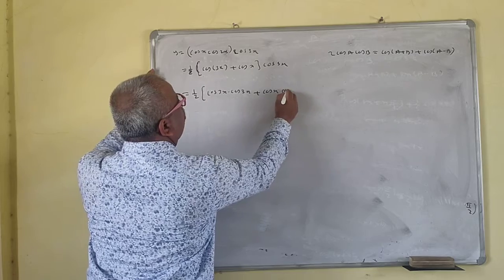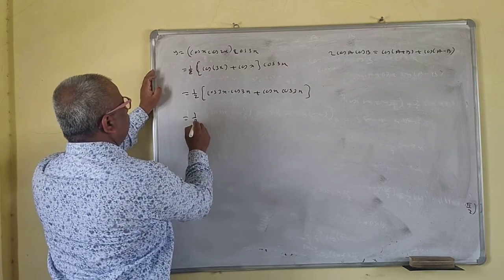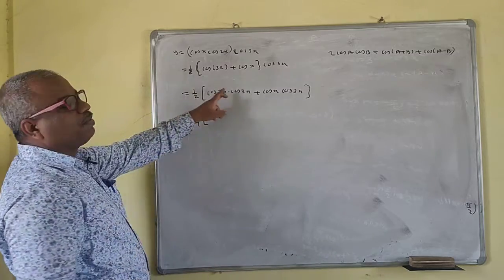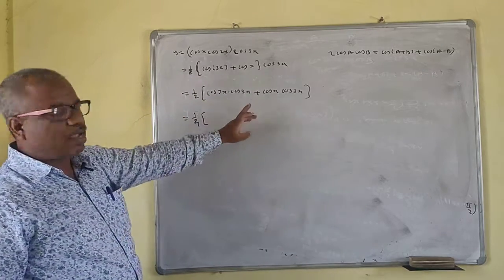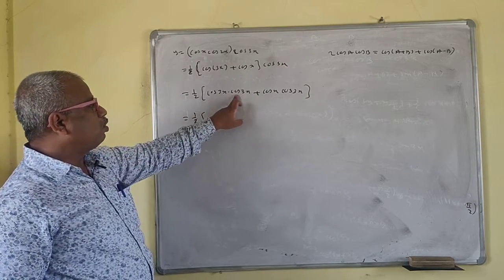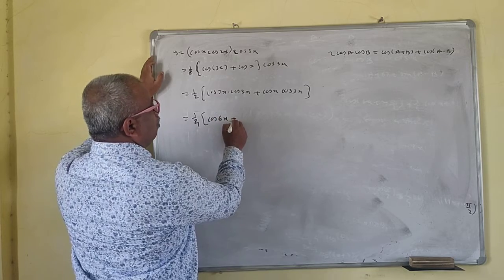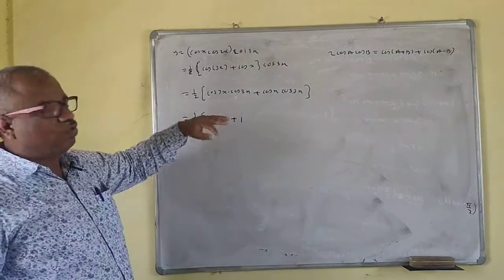Cos x cos 3x. Okay, so this is 1 half again, 1 by 4 again. We'll multiply by 2 now, so it will be 1 by 4 here. This is half, this is 1 by 4. Now again this is 2 cos a cos b. So this is cos of 6x plus 1, this is 0 because cos 0 is 1.